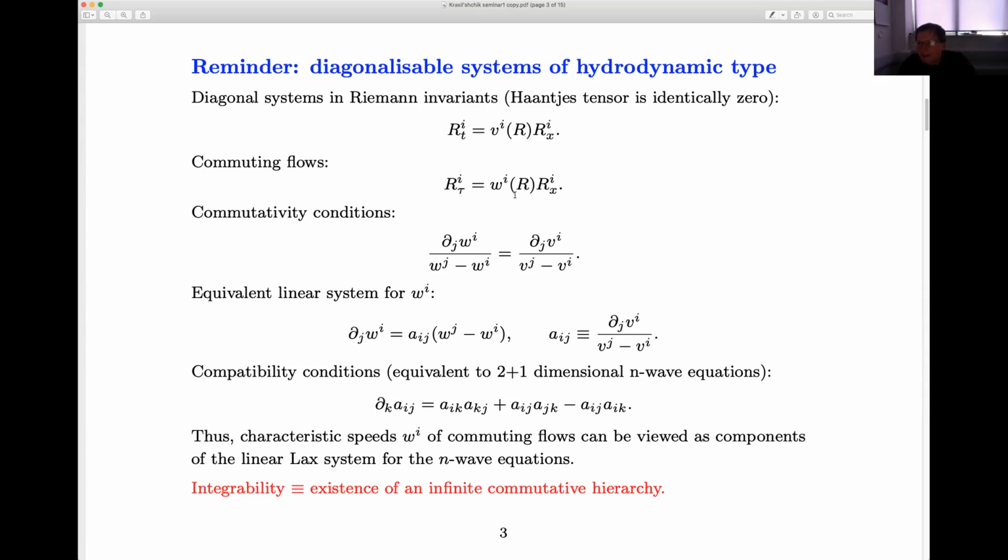We will see that the same picture holds for systems of Jordan block type. But the hierarchy is different and the Lax pair is different, but the rest is more or less similar. All right. Let me move on to systems of Jordan block type.